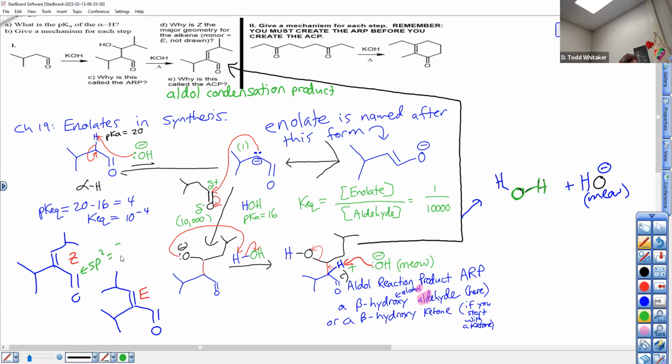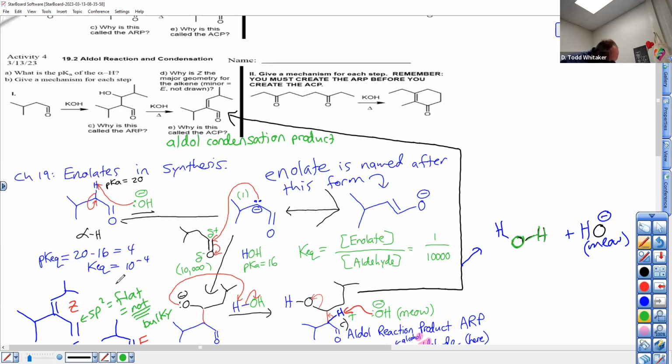sp2 equals flat equals not bulky. What's the word that says takes up a lot of room in a small amount of space? Bulky. If you're sp2, you're never bulky. Like a benzene ring, a knife. Do you think of knives as bulky? No. Edge. So I'd rather have that group near a bulky group than a bulky group near a bulky group. Look, bulky on bulky here. That's bad news, right? So that's a good question.